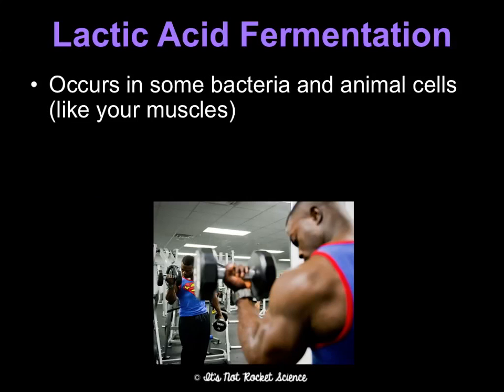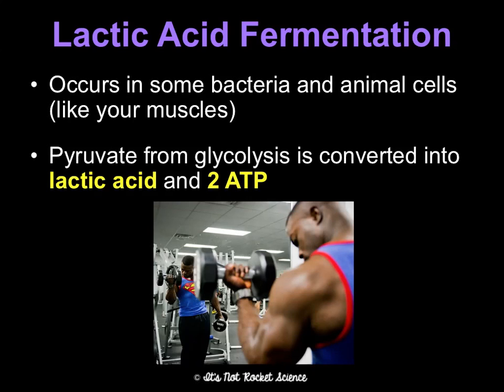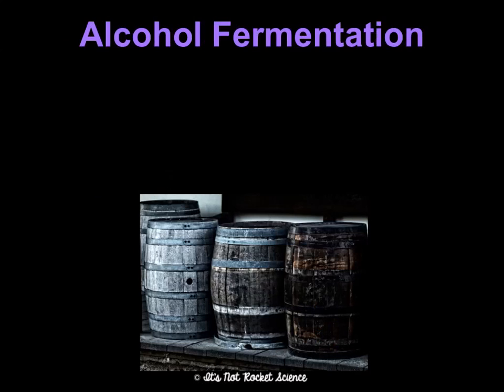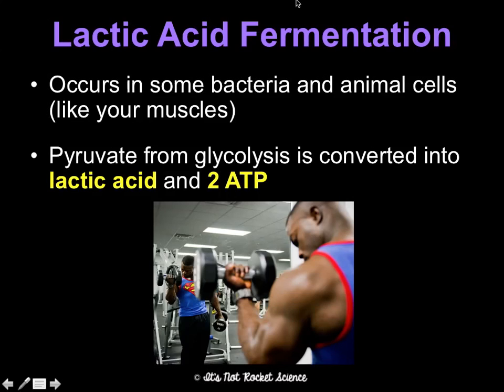So lactic acid fermentation is what some bacteria do, but it's what animal cells like you do, and it happens in your muscle cells. Basically, that pyruvate from glycolysis gets converted into lactic acid, and then it only makes 2 ATP. So we're getting way less ATP from this process, but we're still getting some. But that lactic acid that results is what makes you feel sore.